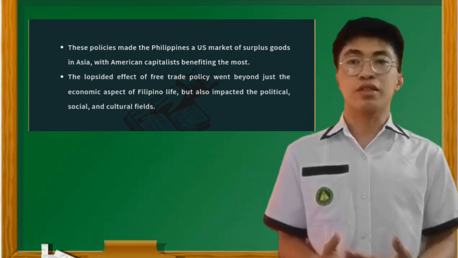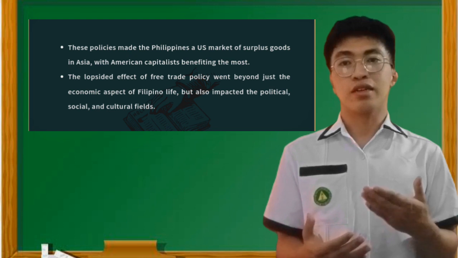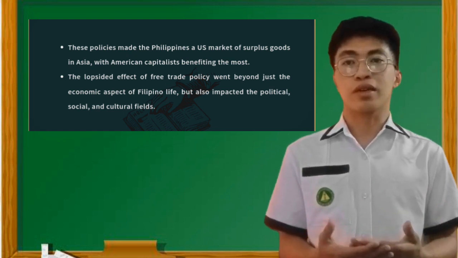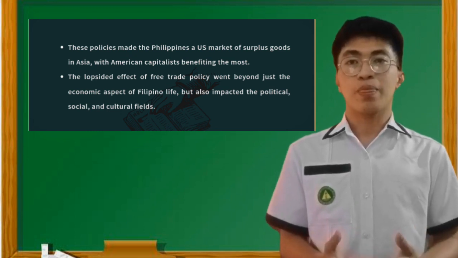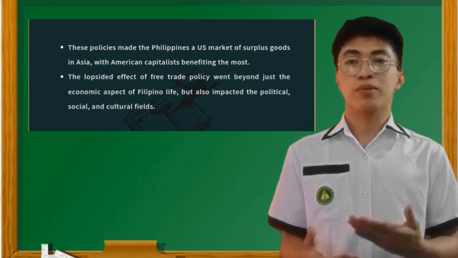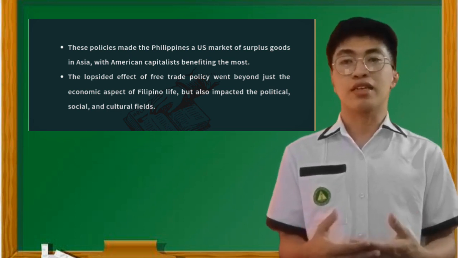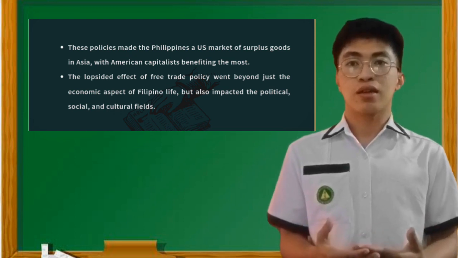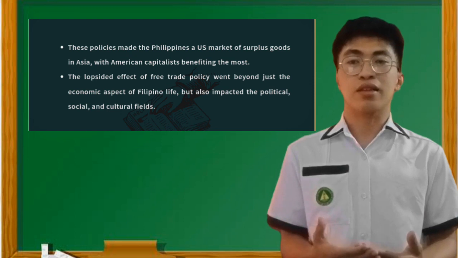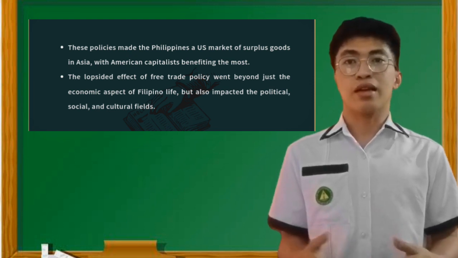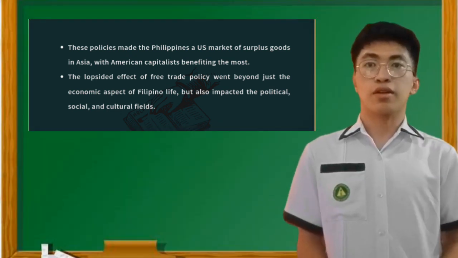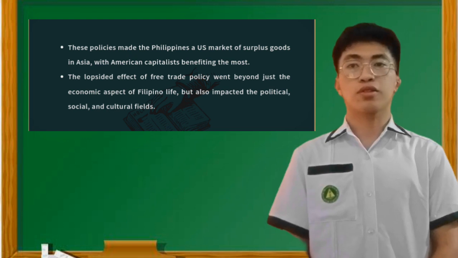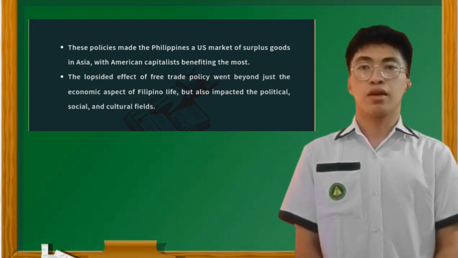The simple explanation is that the products we sent and sold in the US market are high quality, yet at a lower price. So by the time they reach the US market, the American capitalist has the ability to buy high quality products from us at a lower price. That's why the American capitalist benefits the most from the free trade policy. The lopsided effect of the free trade policies went beyond just the economic aspect of Filipino life, but also impacted the political, social, and cultural fields.